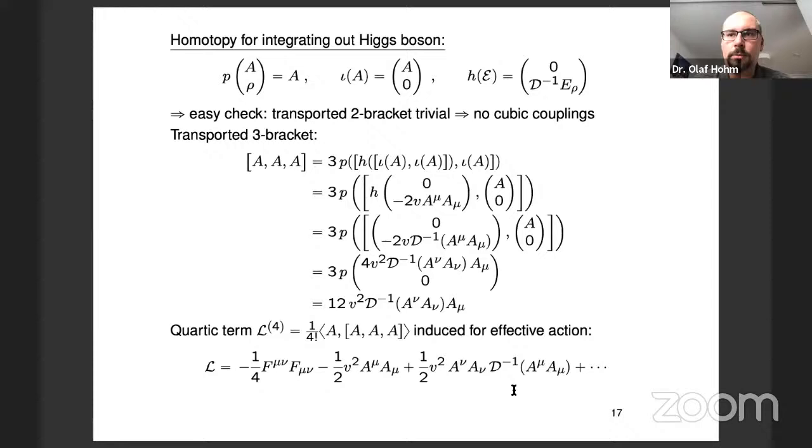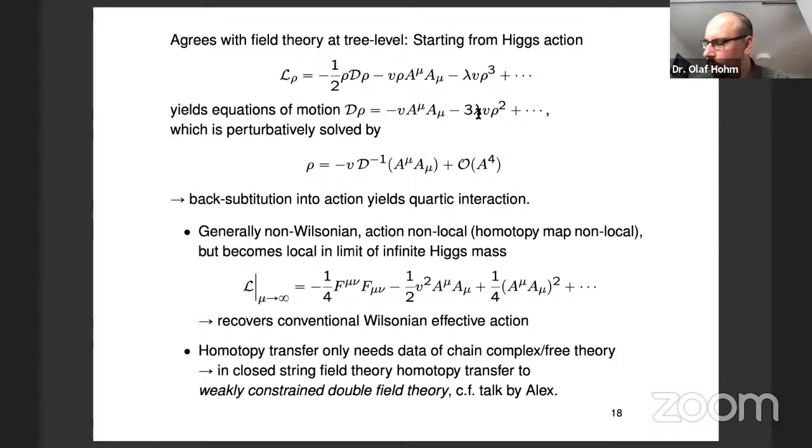Now, most of you probably see that that's exactly what you would expect, but let me just walk you through the quick argument in the last 2 minutes. So at tree level, again, everything I'm saying here is at tree level, this is exactly what you would expect. You start from the Higgs action, which is given here. You work out its equations of motion, and now you can solve it perturbatively in the number of A's. So to lowest order, you get rho equal, well, you have to bring the D to the other side, D minus one, A mu, plus higher order terms, which I ignore here.